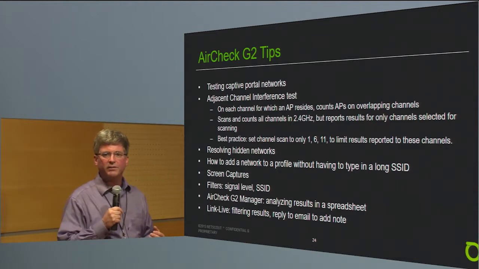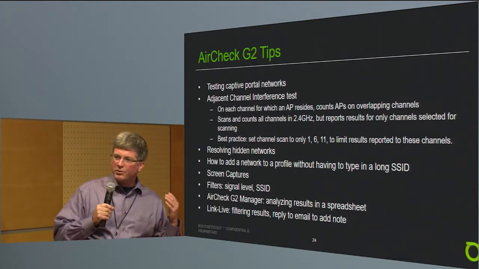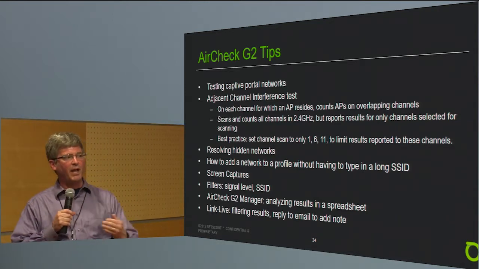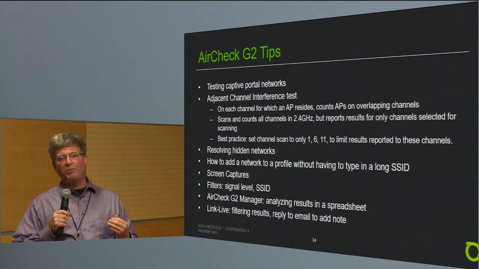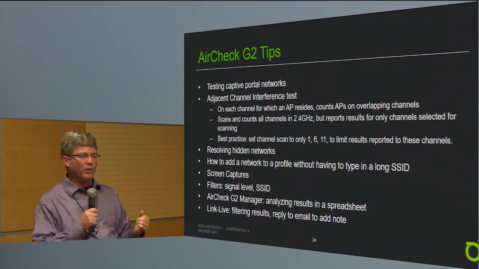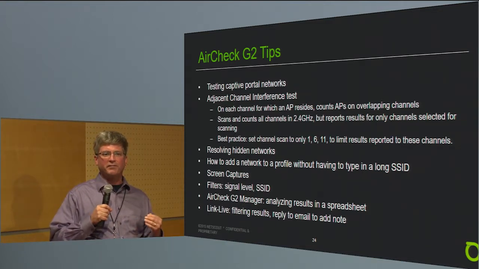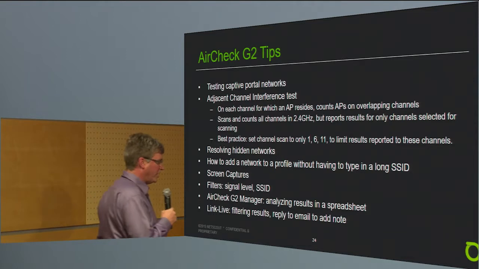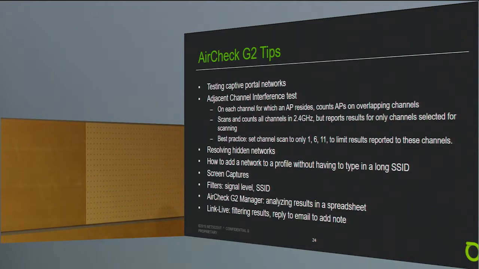Then when you run auto test, it will still scan all channels in 2.4 because it's still looking for APs on overlapping channels, but it will only report results for what you specified. So if you go into your channel scan, specify channels 1, 6, and 11 and run auto test, it will only report results on those channels, even though it will scan all channels for results. And that's really easy to do.